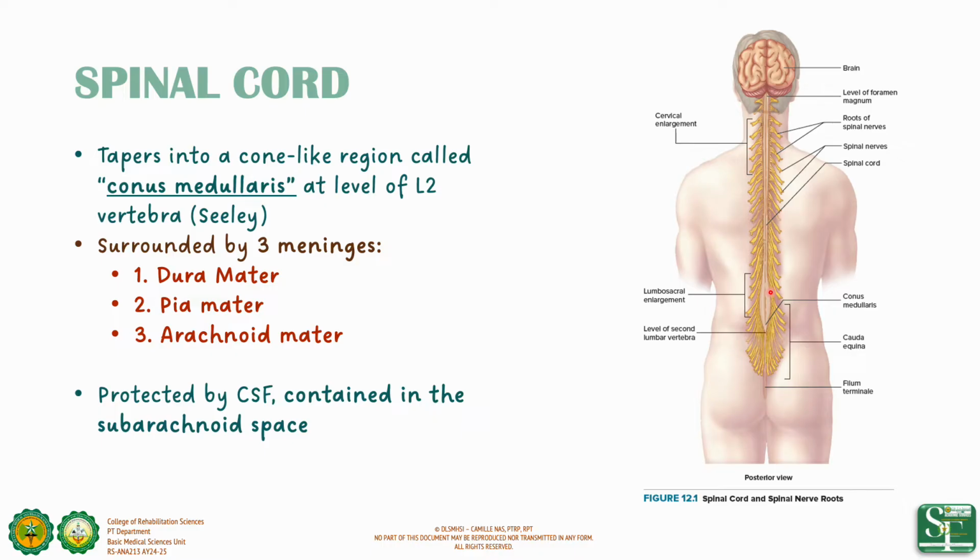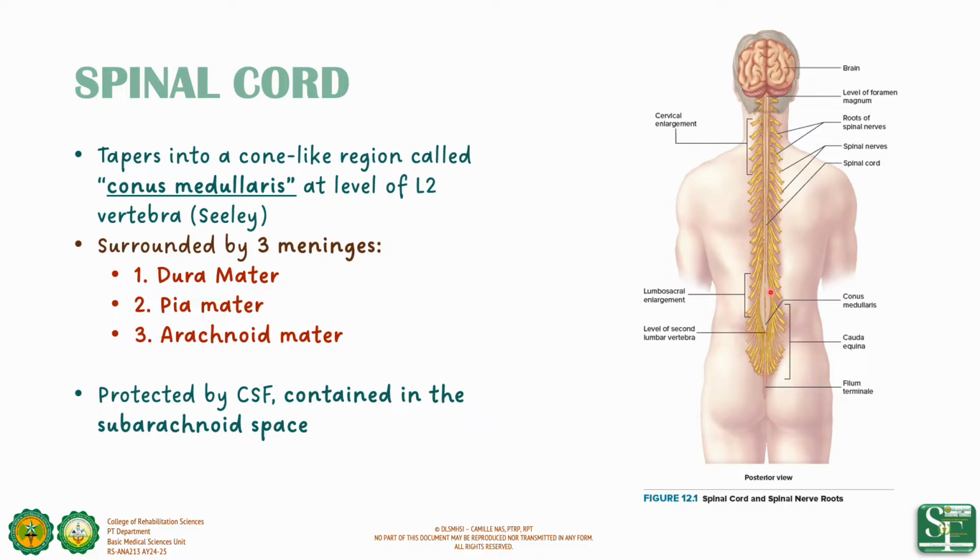The meninges is the one that surrounds, covers your central nervous system. So when we say central nervous system, dalawang structures dapat ang papasok sa isip natin, no? It's the brain and the spinal cord. So not only the spinal cord is covered by the meninges, but also the brain, no? So we have three. You have the dura mater, pia mater, and the arachnoid mater.